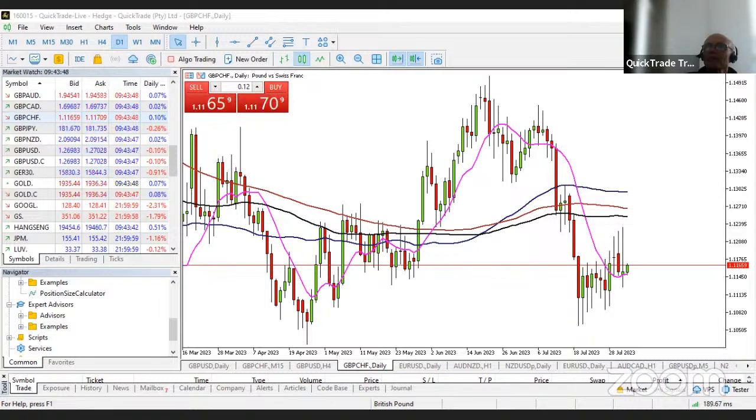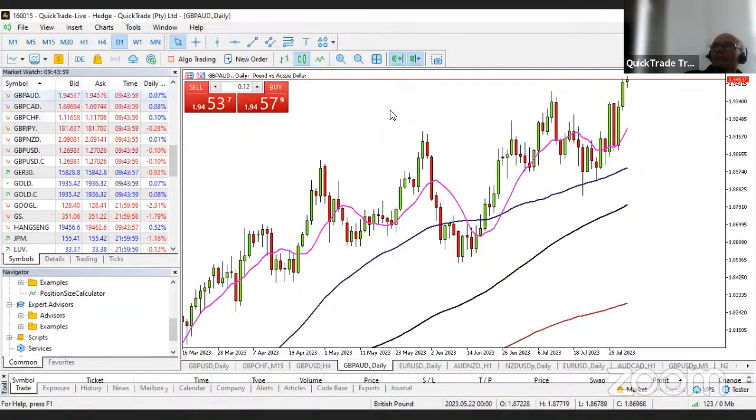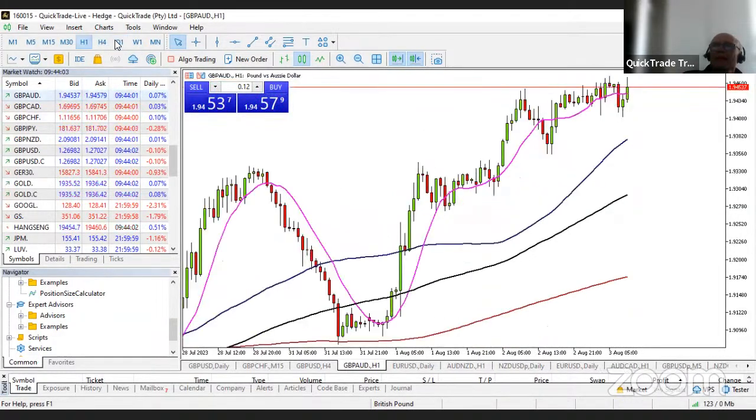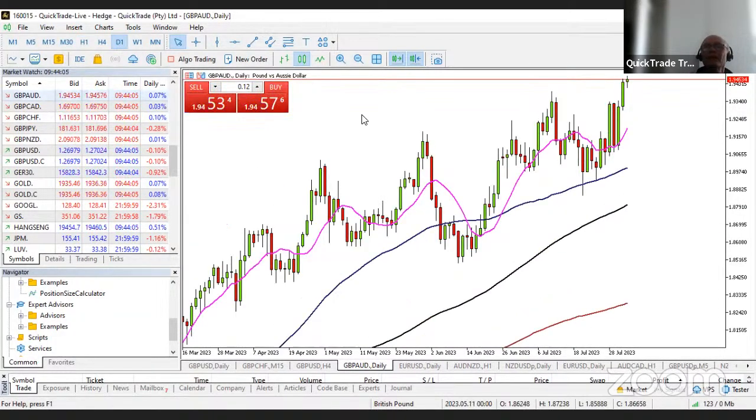Good question. I don't know, actually. GBP AUD, what about that one? Let's have a look at the GBP AUD. Maybe GBP AUD or GBP NZD, something like that. I suppose you could even do it against the dollar. Not the Swiss franc. I think leave the Canadian and the Swiss franc alone.